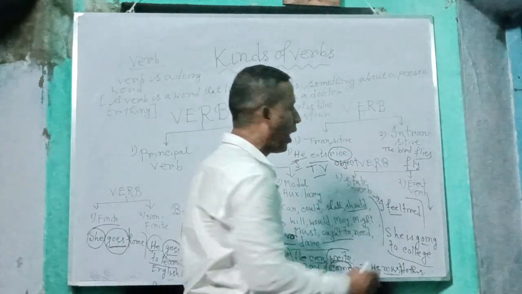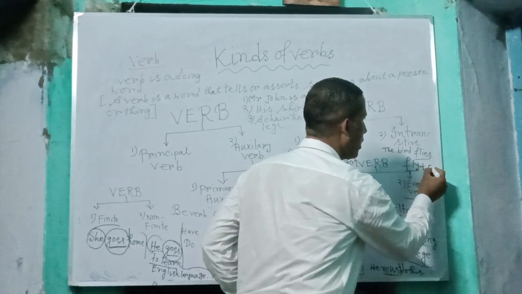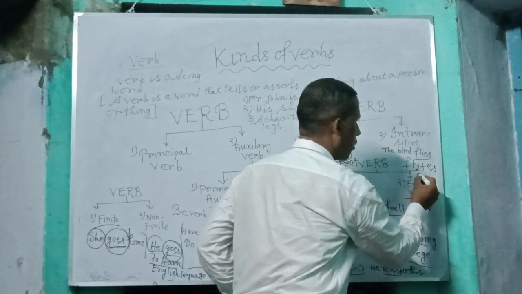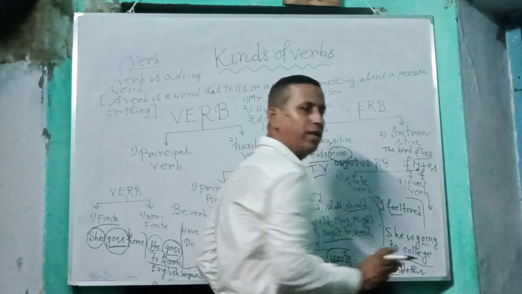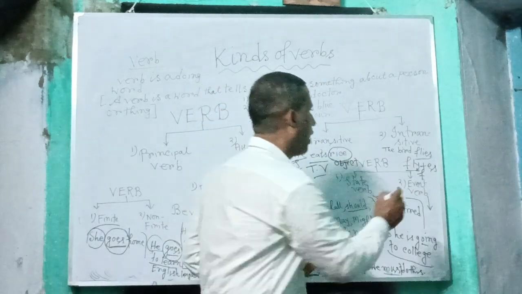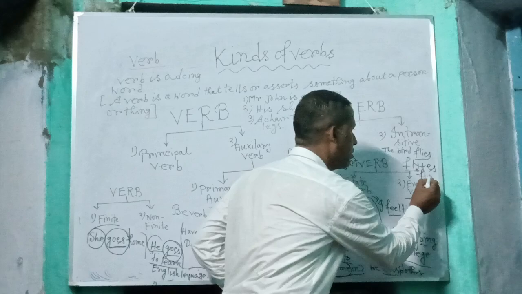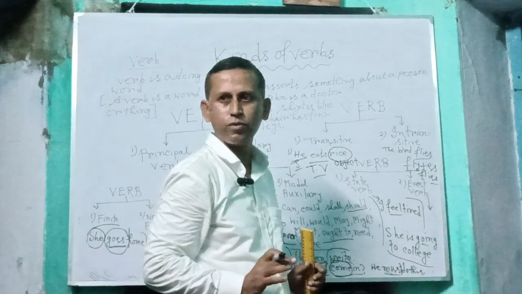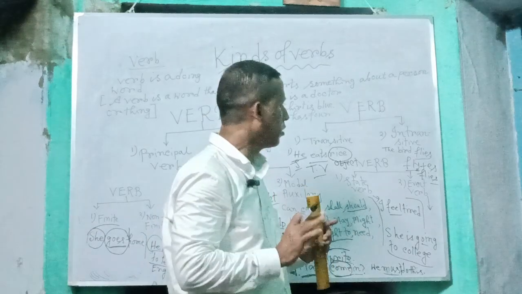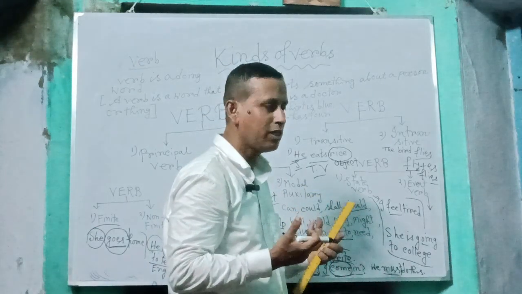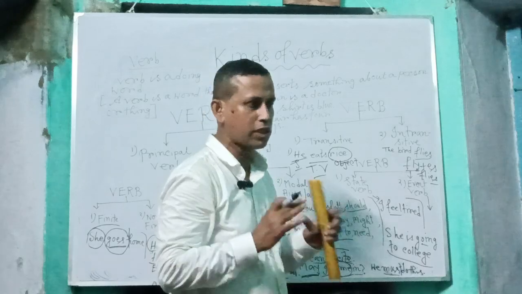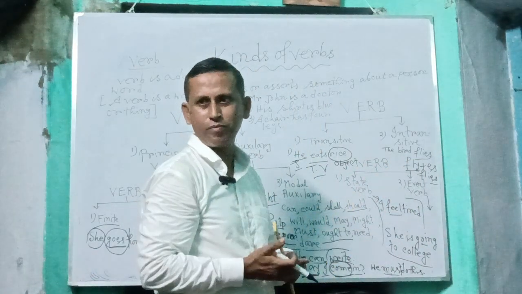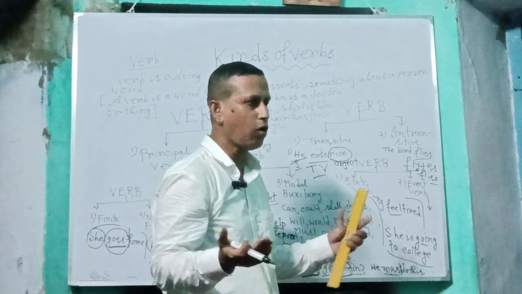Fly plus s. Here the Y is a semi-vowel, so F-L-I plus es. The spelling is flies. According to the technique, you should not misspell it. So, the bird flies. There is no object. The bird flies. There is no object.